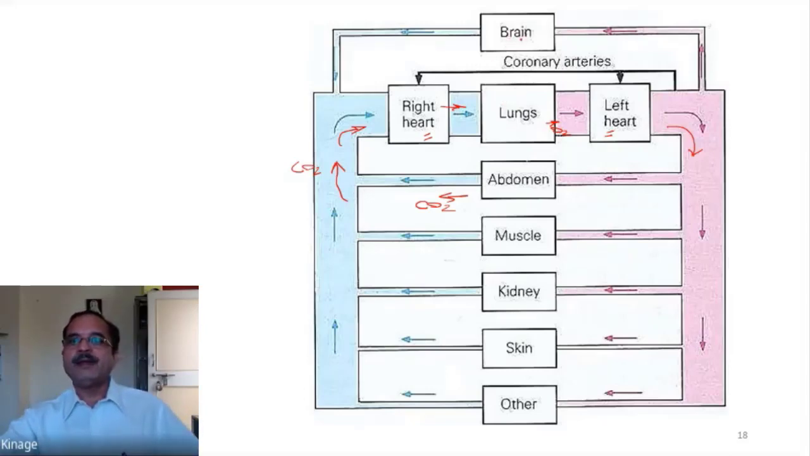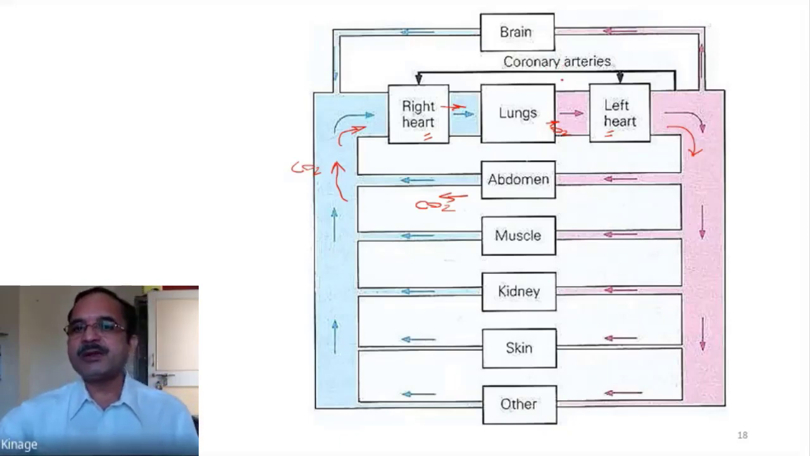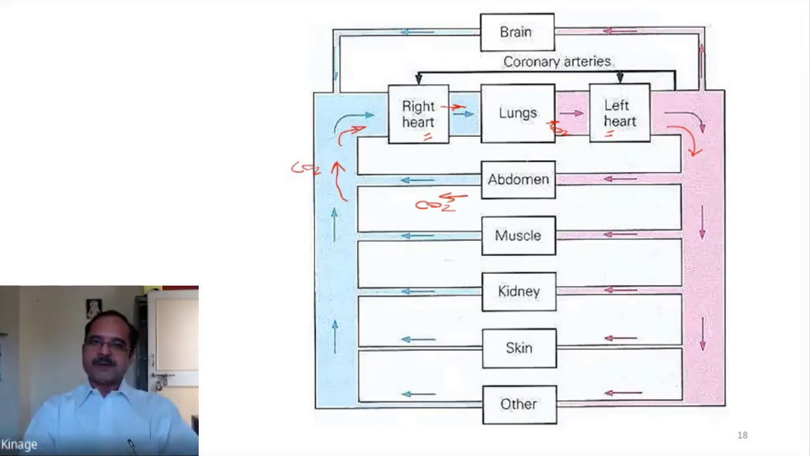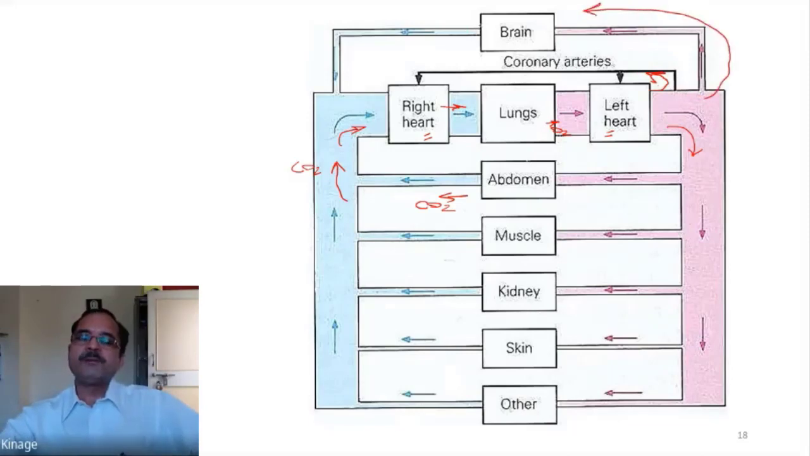Okay. And brain. Now, while supplying this oxygenated blood to various parts of the body, we know the heart is also one part of the body. So the heart also needs blood for its own working. And the blood supply to the tissues of the heart happens through the coronary artery, which is shown here. Similarly, the oxygenated blood is also supplied to the brain. Then from the brain, the deoxygenated blood, which contains carbon dioxide, again enters into the right heart, and it goes to the lungs.